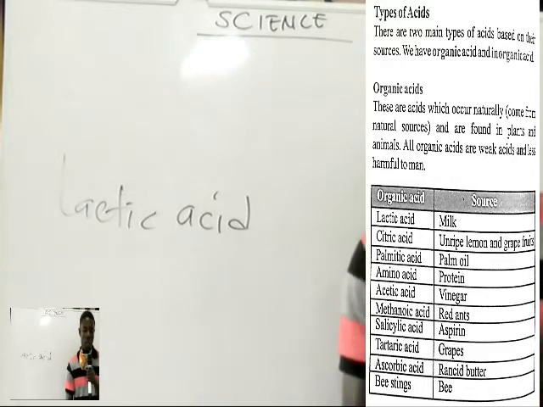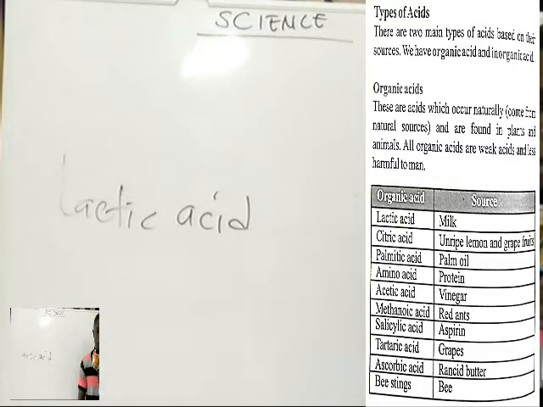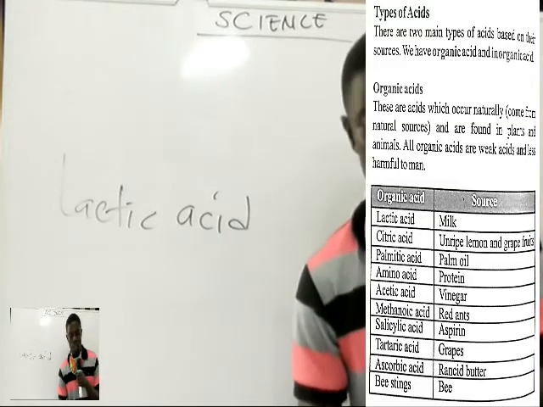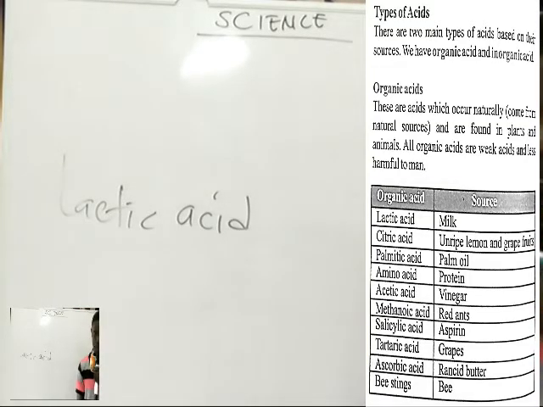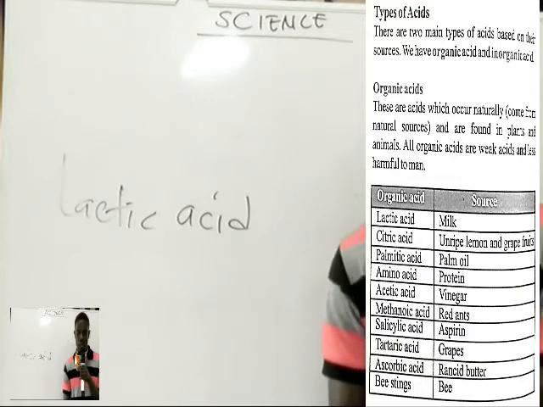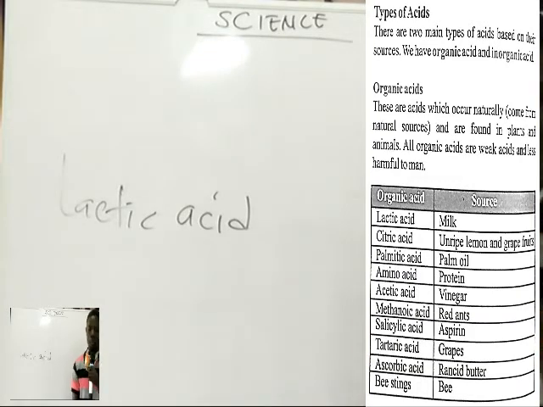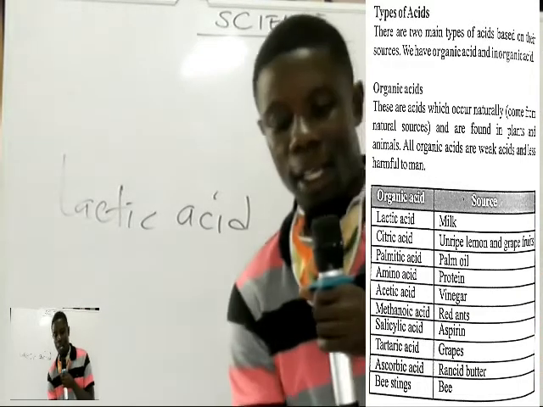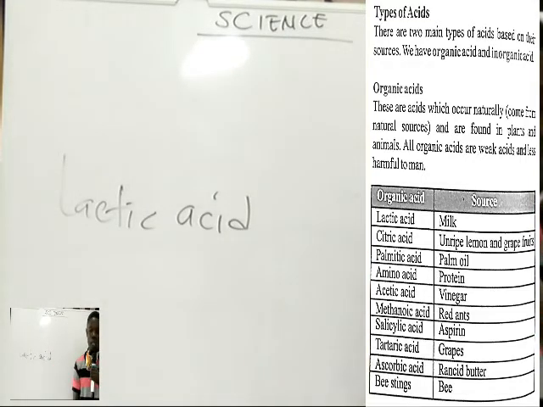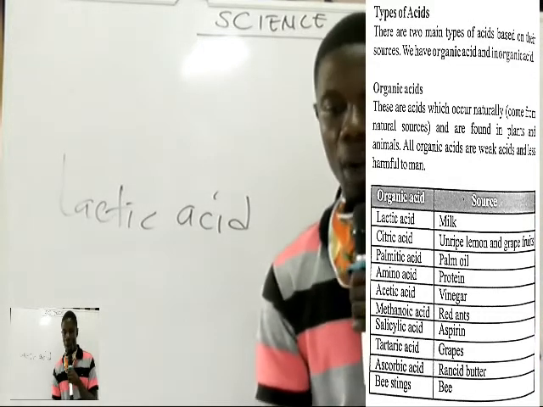And the next one is tartaric acid. We can also get tartaric acid from grapes. And the next example of organic acid is ascorbic acid. Ascorbic acid, we can also get it from what? Rancid butter. Or another name for ascorbic acid is butanoic acid. It is obtained from butter. And we have bee stings from what? Bees. All these are examples of organic acid.